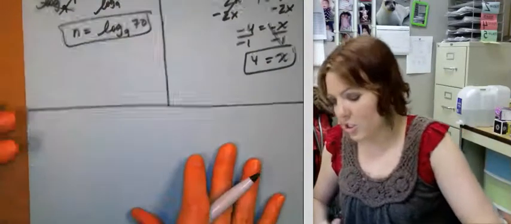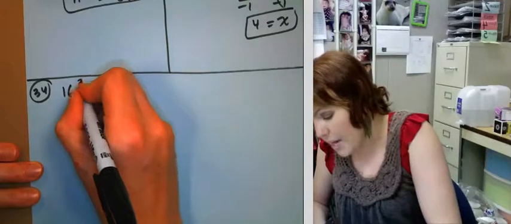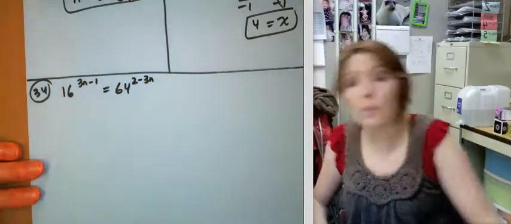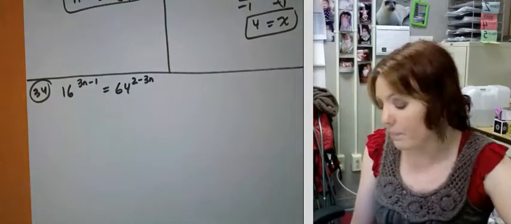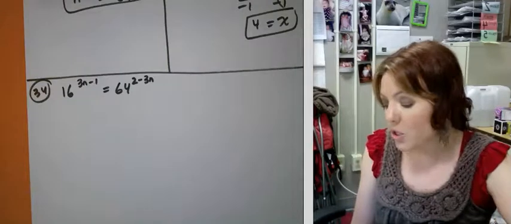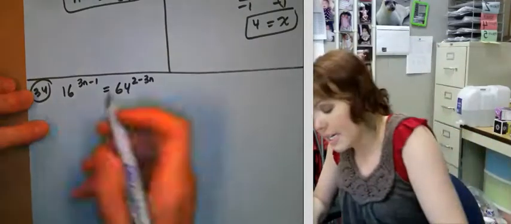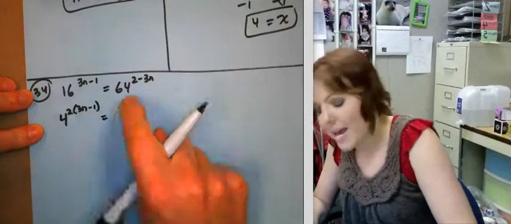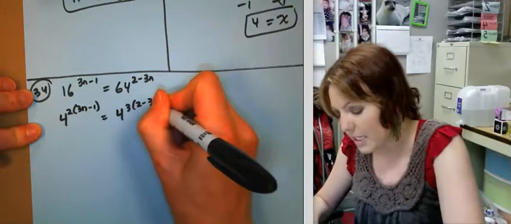Okay, let's move on. So let's do number 34. Here we go. We've got 16 to the 3n minus 1 equals 64 to the 2 minus 3n. So here we go again. We have variables as exponents, but this time we have two numbers that can be written with the same base. So 16 can be written as 4 squared, and we still have that 3n minus 1. And 64 can be written as 4 to the third power, and we still have that 2 minus 3n.